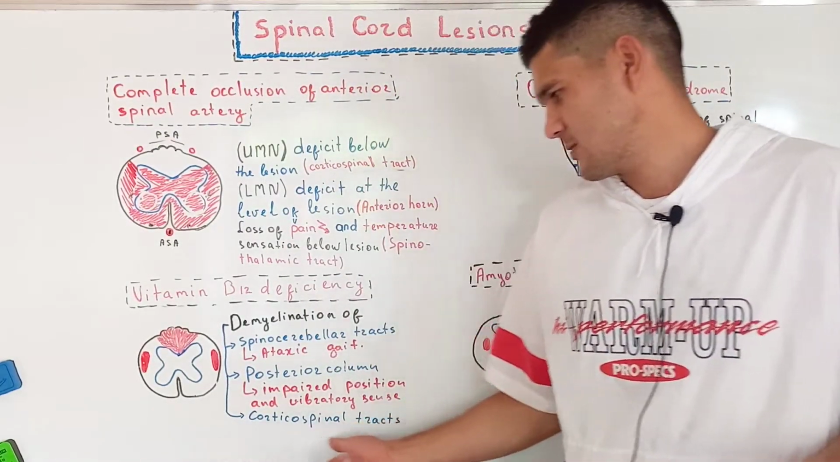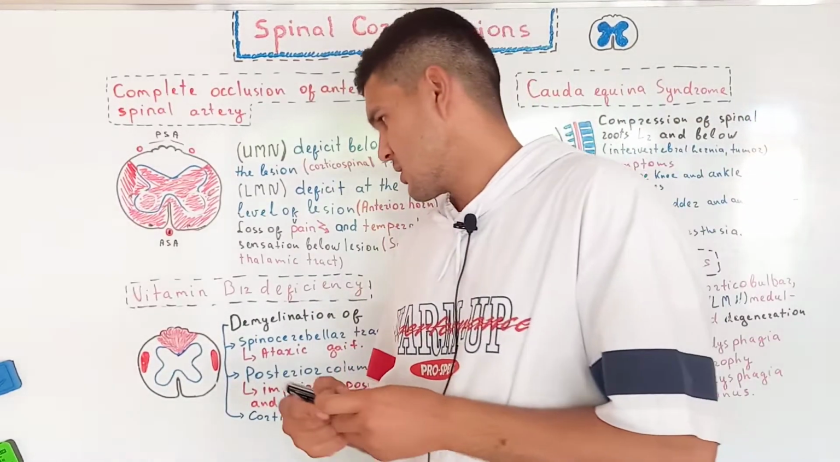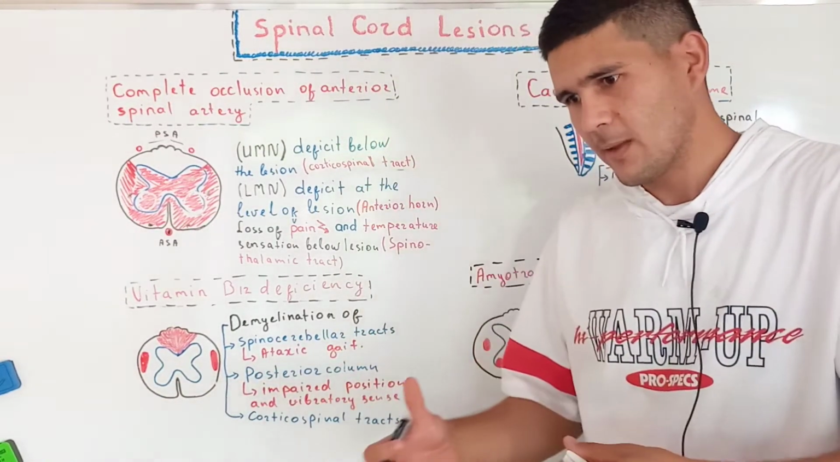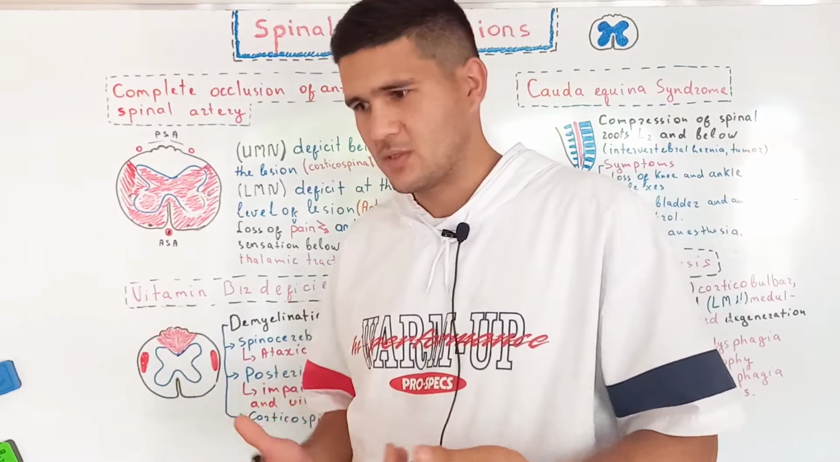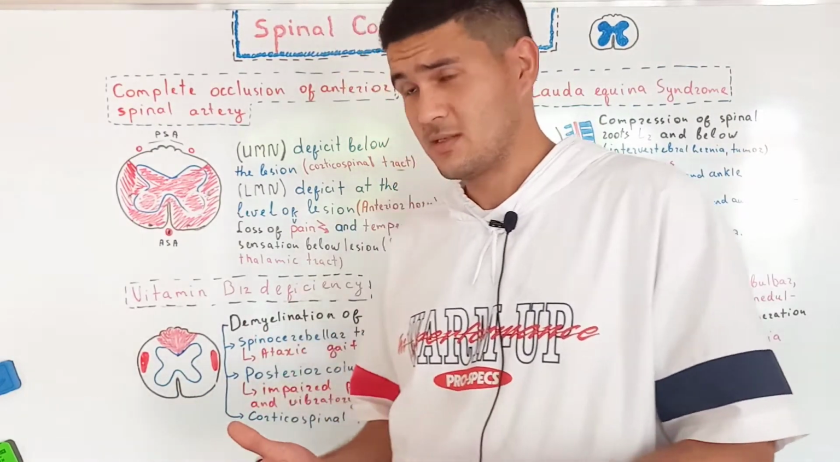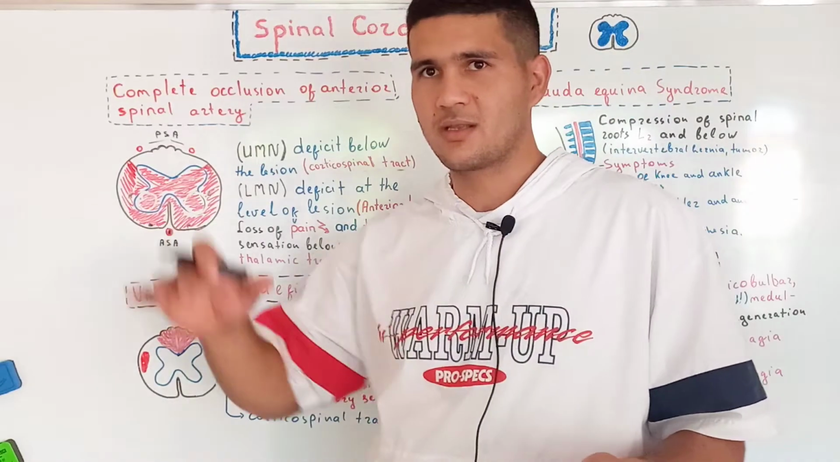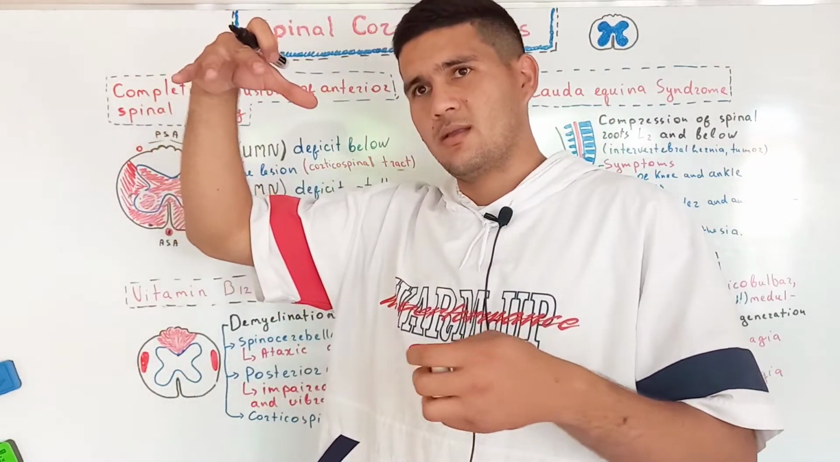And the next symptom relates to the corticospinal tract. The corticospinal tract is located there. If you remember clearly, we provided information about this tract in our previous lessons. Its main function is connecting the cerebrum and the spinal cord.